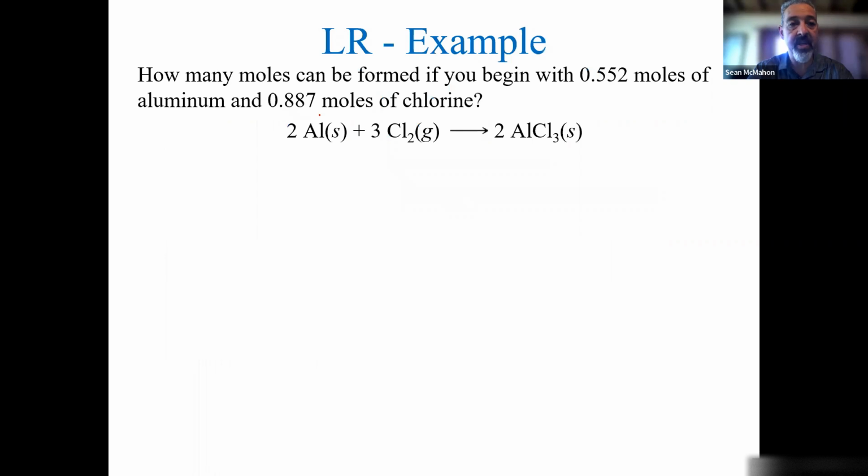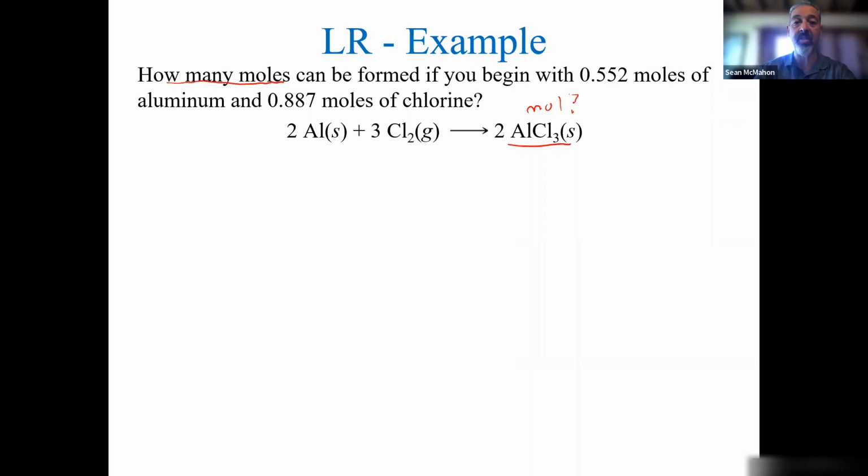So here's an example. How many moles can be formed if you begin with 0.552 moles of aluminum and 0.887 moles of chlorine? Now, they could word this a little bit better and say how many moles of aluminum chloride. But basically, I want to know how many moles of this I can produce. So right away, there's a balanced equation, and I want to know a quantity. So I know stoichiometry. But in a limiting reactant problem, they'll give you 2 quantities to start with. So you essentially start with a double stoich.